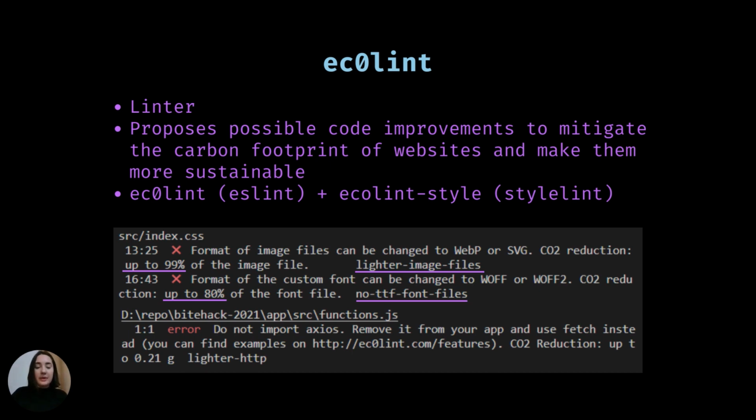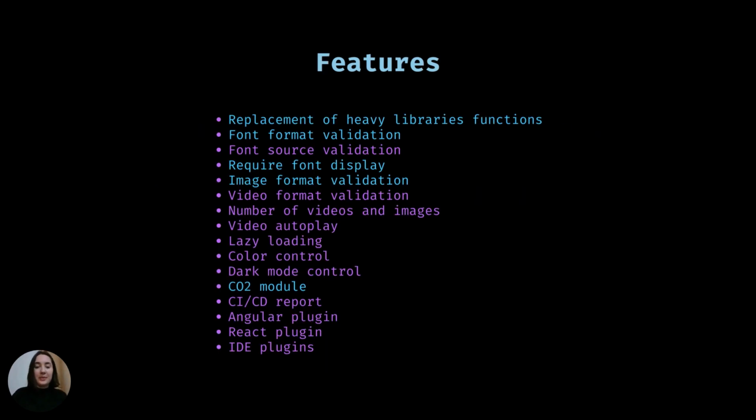And the tool has two smaller tools in it. So it has EchoLink, which basically works as ESLint, and EchoLink Style, which works as StyleLint. And EchoLink Style is for CSS and CSS-like languages. So this is the main difference. And here's the list of features that we already did, or that we are planning to implement.